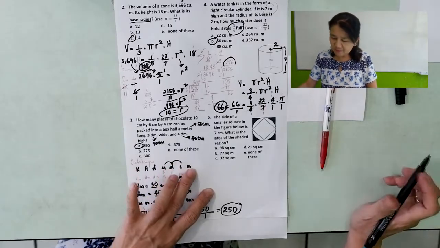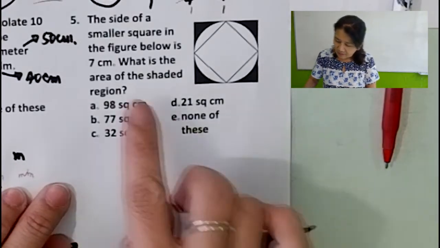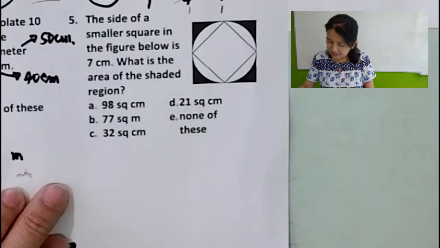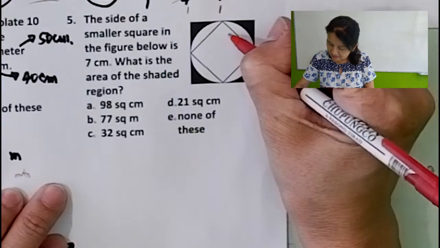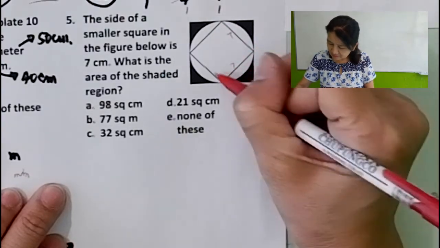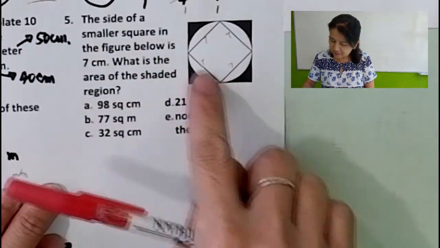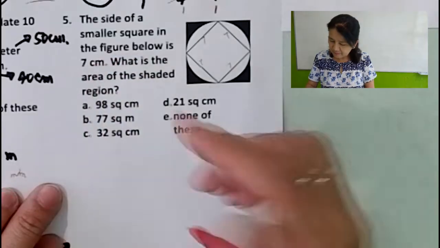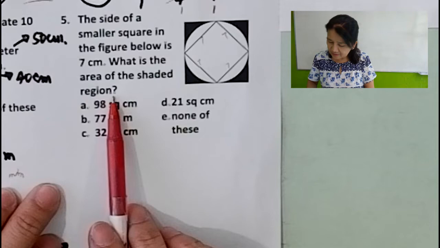Okay, problem number 5. The side of a smaller square in the figure below is 7 cm. Oh, so this is side 7, okay, 7, 7, 7. It's a square, remember? So all the sides are equal, or are congruent. What is the area of the shaded region?